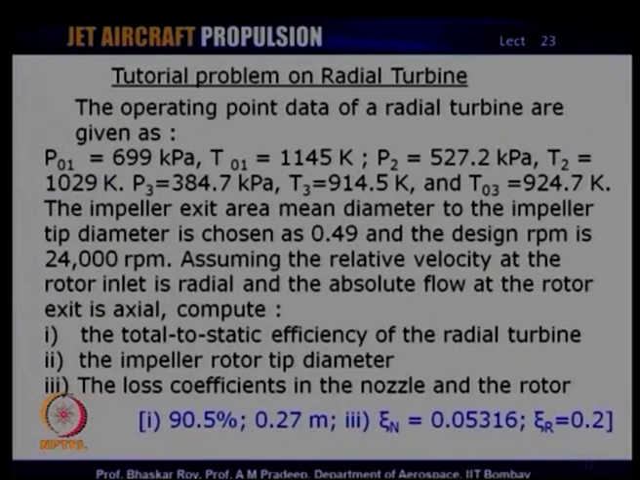If you do those things, you would get answers. The total to static efficiency would be 90.5, the impeller rotor tip diameter would be 0.27 meters, and the loss coefficients would be, for the stator nozzle, 0.05316, and for the rotor, 0.2. As we see, the rotor loss coefficient is substantially higher than the nozzle loss coefficient. So, these are the numbers you would get, and as you can see, these numbers are quite different from those of the axial flow turbine.